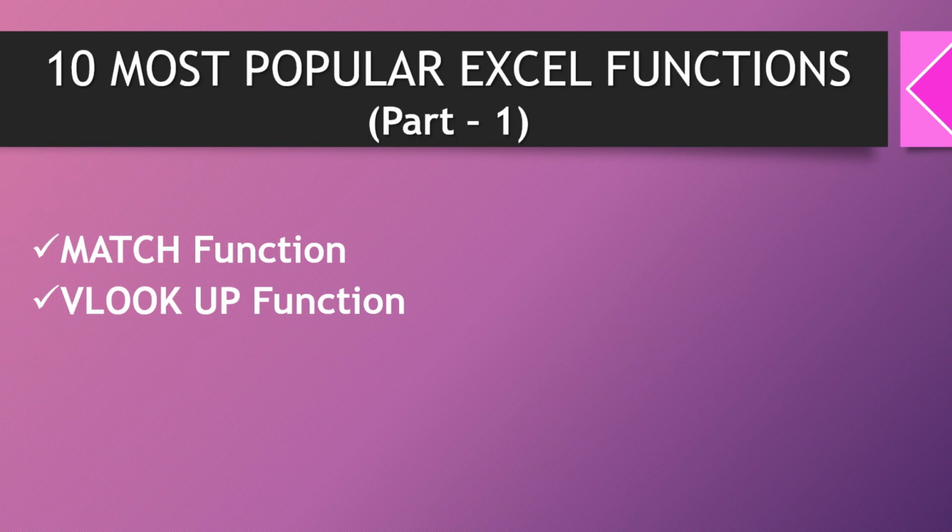Second function is VLOOKUP. It is the most important function of Excel. Its latest version is XLOOKUP, which will not work in 2019 and older versions. So here we will talk about VLOOKUP only. We use VLOOKUP when we need to find things in a table or a range by rows. Let's understand this using an example.